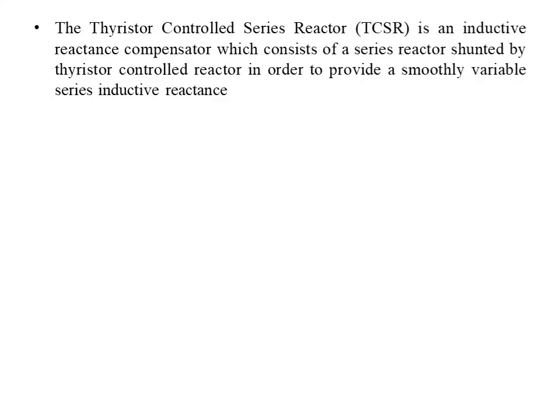The next type of series compensator is the thyristor controlled series reactor. TCSR is an inductive reactance compensator which consists of a series reactor shunted by a thyristor controlled reactor in order to provide a smoothly variable series inductive reactance. So, in case of TCSR, inductive reactance is controlled, and in case of capacitance, capacitive reactance is controlled.